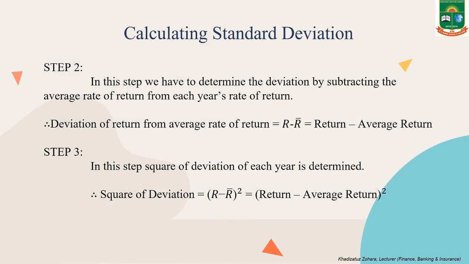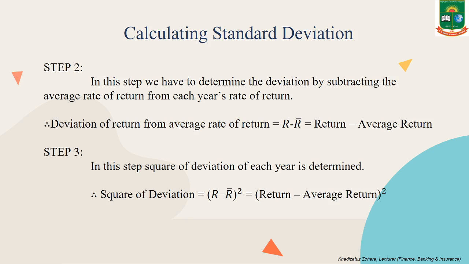Step 2. In this step, we have to determine the deviation by subtracting the average rate of return from each year's rate of return. So, the deviation of return from average rate of return equals R minus R bar, equal to return minus average rate of return.